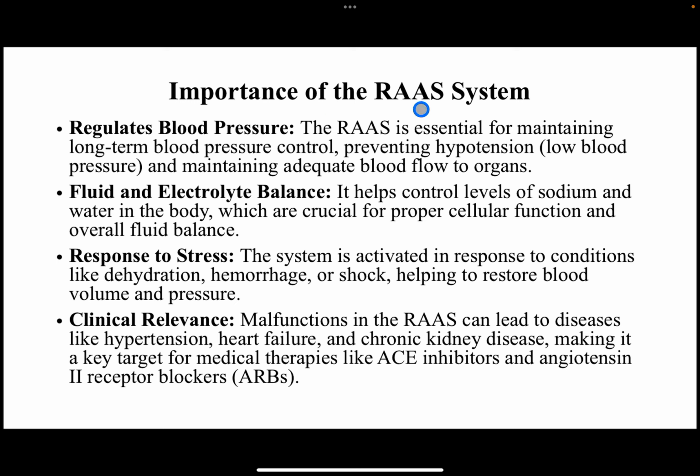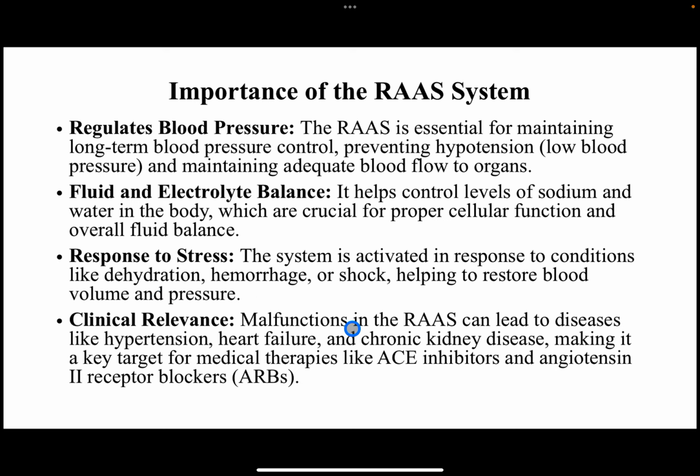Now, what is the relevance of the renin-angiotensin-aldosterone system? The relevance is that it regulates blood pressure. It is very essential for maintaining long-term blood pressure control by preventing hypotension, low blood pressure, and maintaining adequate blood flow to organs. It also plays a role in fluid and electrolyte balance. It helps you respond to stressful situations like dehydration, hemorrhage, and shock, which helps to restore blood volume and pressure.